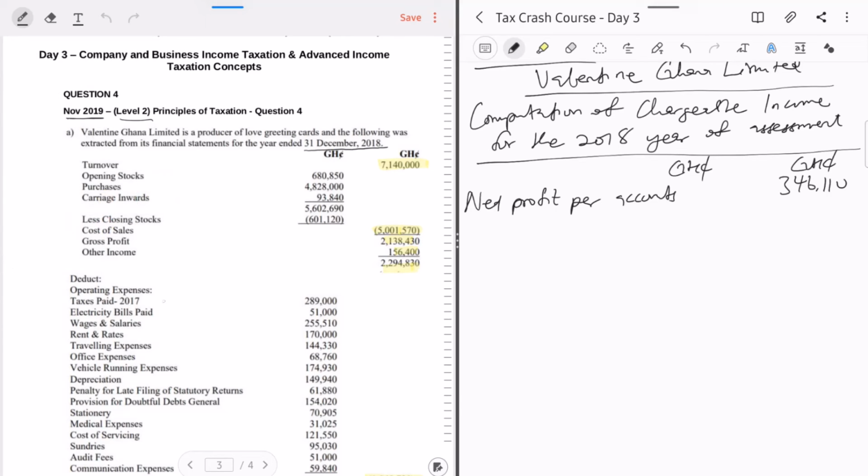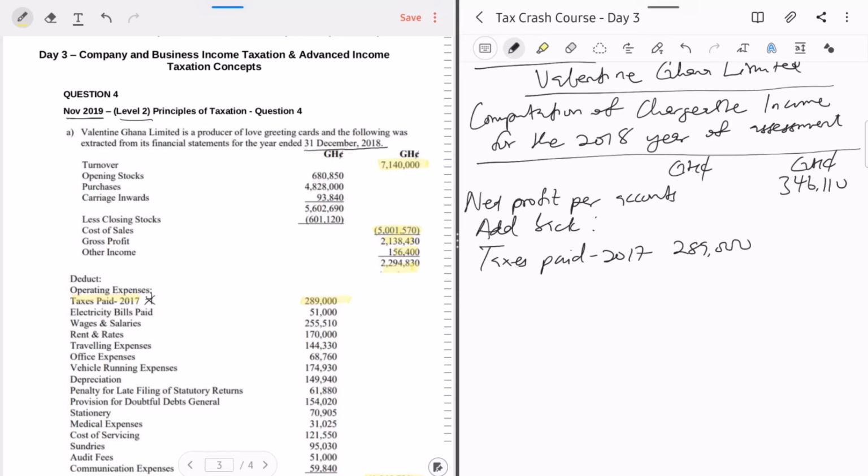First thing here, taxes paid. This amount, taxes paid, should be disallowed. Why? The Income Tax Act clearly calls it an excluded expenditure under section 130. So any tax paid under the Income Tax Act will be excluded. Let's say add back taxes paid 2017. What's the figure? 289,000. So we add 289,000. When you're done, you can highlight it to clear it. So this is gone.